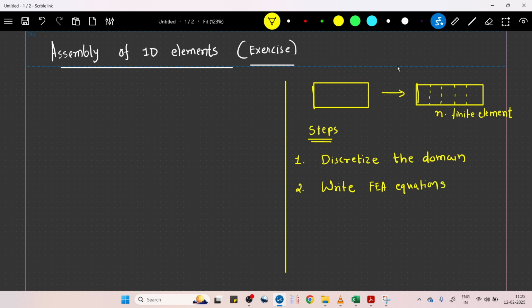So what does it mean? We'll write element level equations for all n elements. Third, we'll do the assembly of elements. We'll perform assembly of the FEA algebraic equations coming from the n elements. By doing so, we'll get the global system of equations.